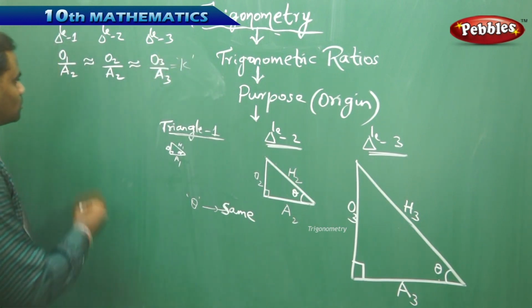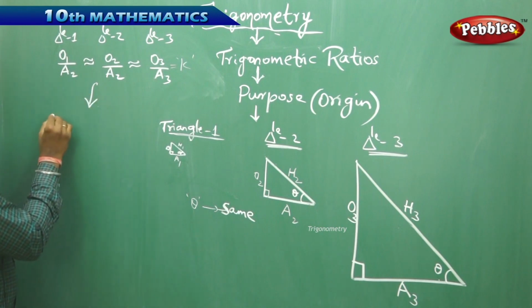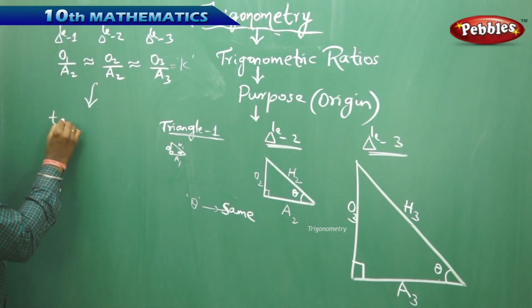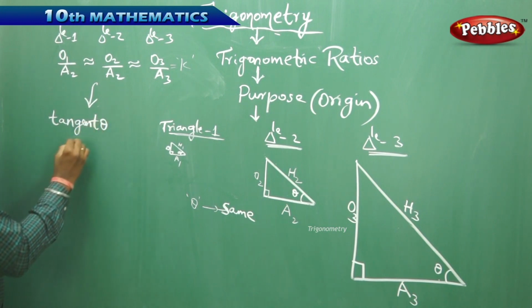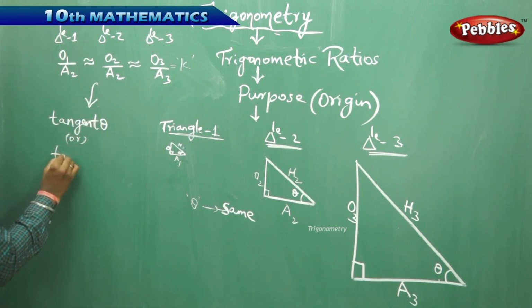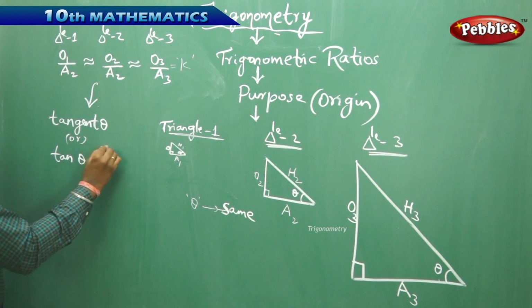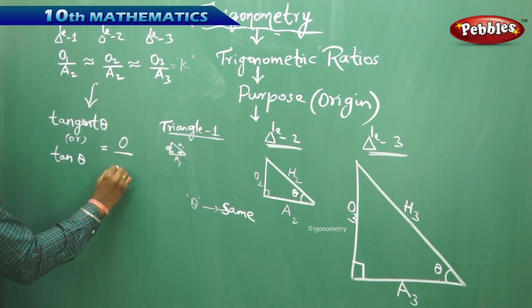This also made the mathematicians come out with tangent theta, or tan theta, equals O by A.